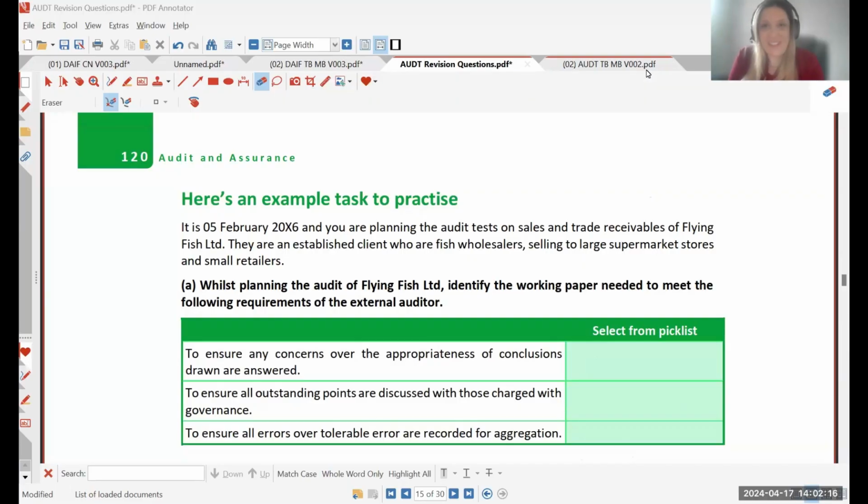My name's Louise and I'm one of the distance learning tutors here at First Intuition. And in this session, we're going to be looking at your audit task 3. So this is task 3. If you're a First Intuition student, that's from Mock 1 of your audit exam.